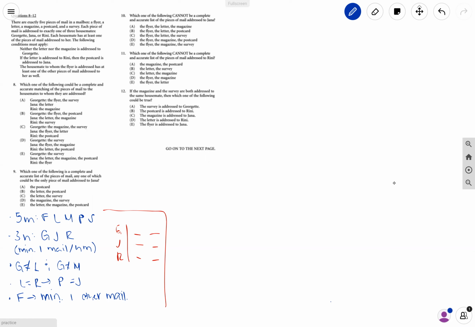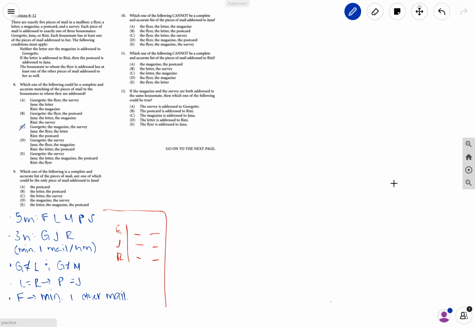So the first thing I check is that G doesn't have L or M. So A looks fine, B looks fine, C is out because G has M assigned to it, D looks fine, and E looks fine. The next thing I check is to see what happens when the letter is addressed to R. I want to make sure if the letter is addressed to R, then the postcard is addressed to J.